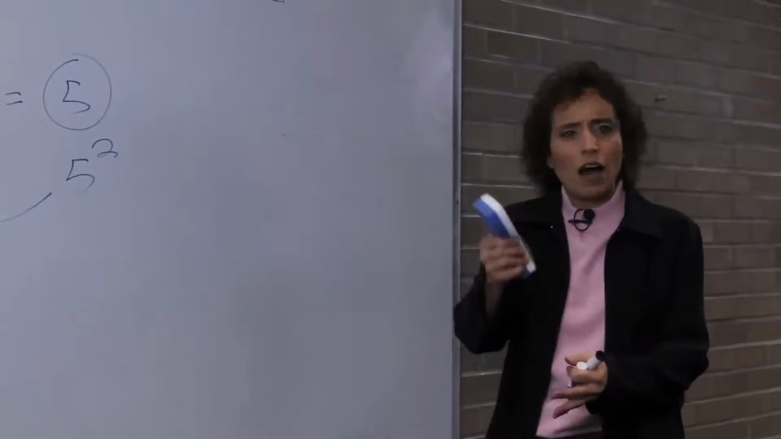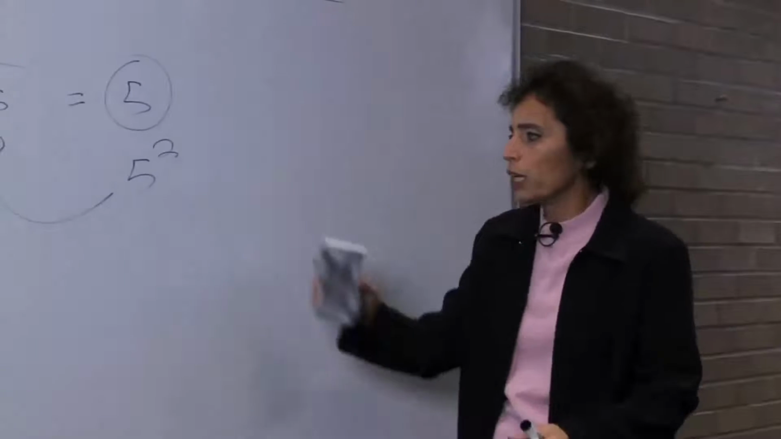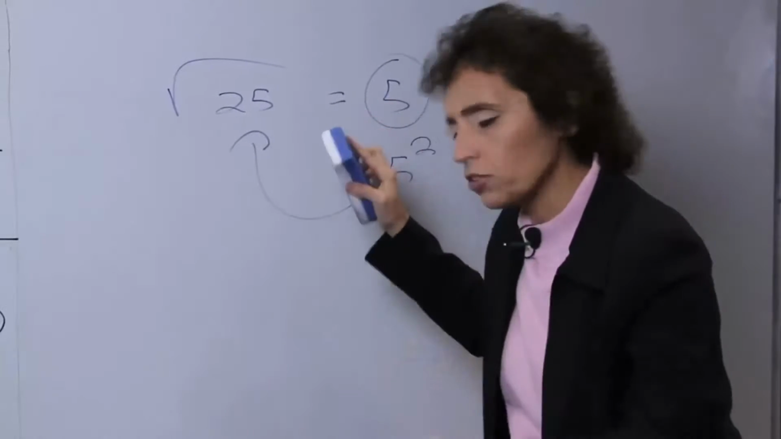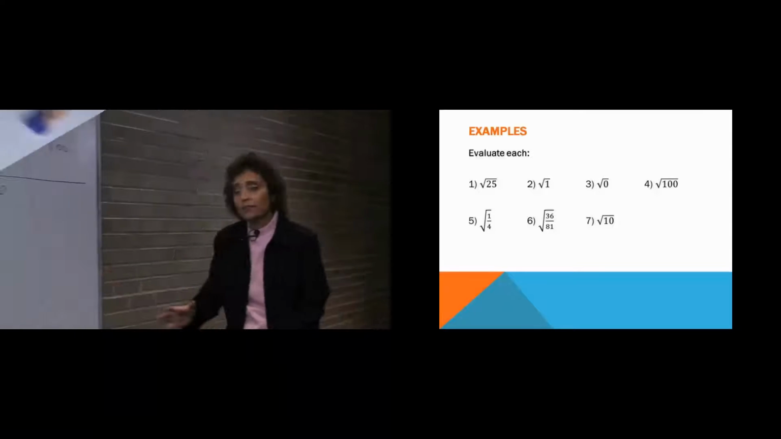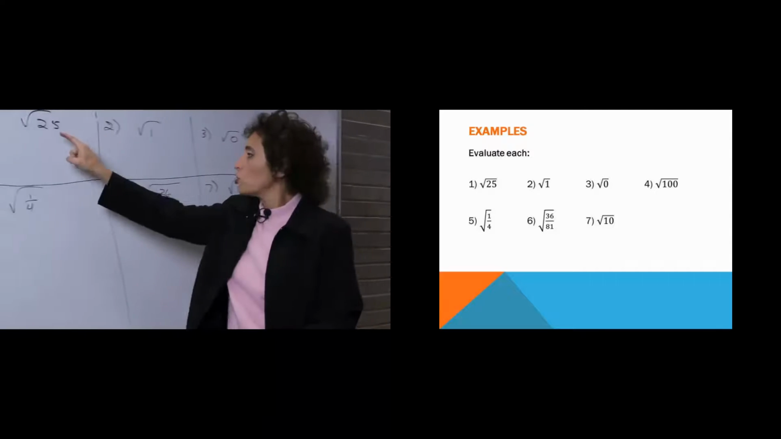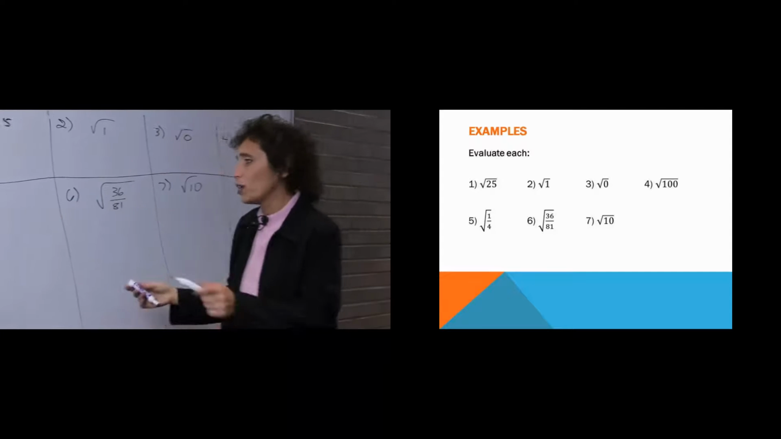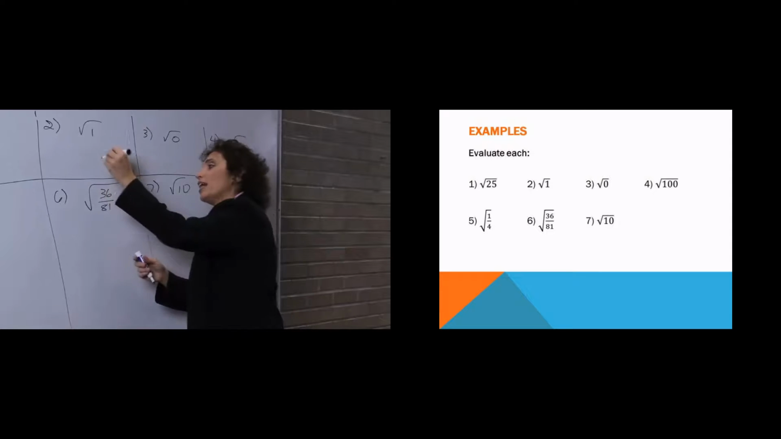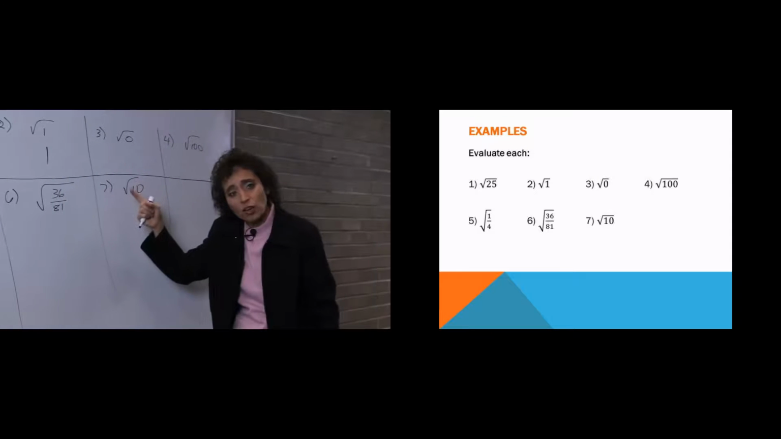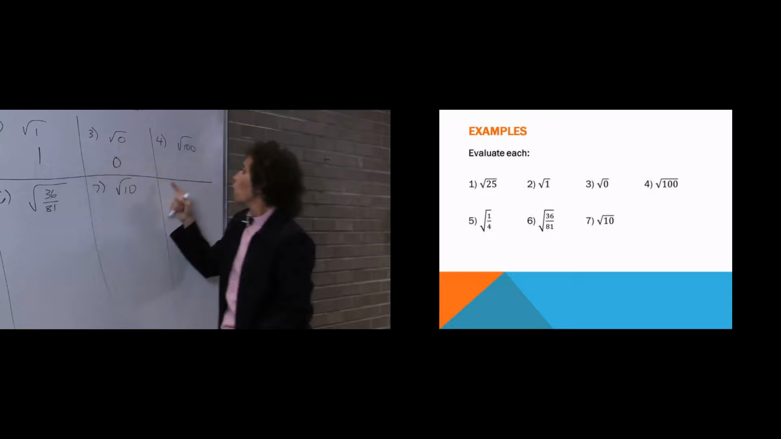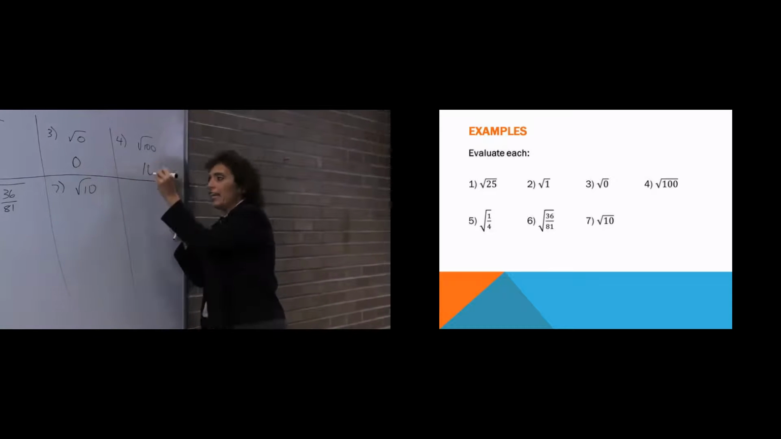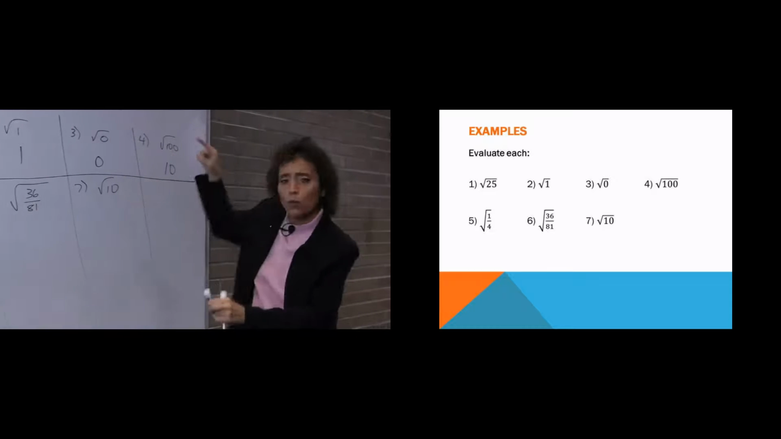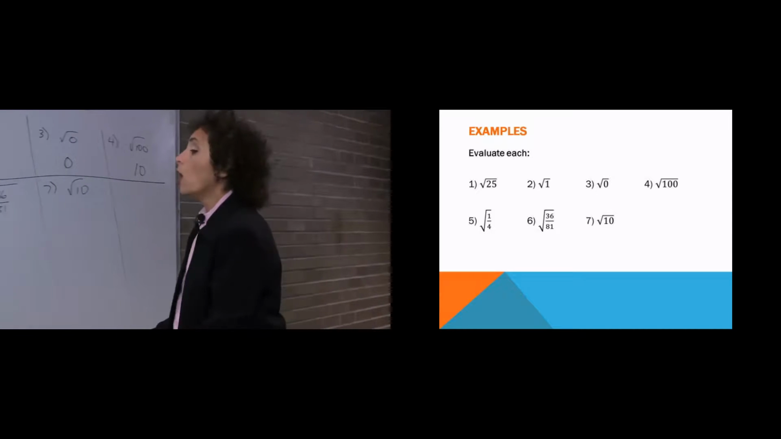So let's evaluate these following problems, okay? Evaluate means get a number answer. Remember, what times itself is the number inside? All right, let's take the square root of these numbers. The square root of 25, what times itself is 25? We did that already. That's boring. 5. What times itself is 1? We did that already. 1. What times itself is 0? 0. What times itself is 100? 10. Yes, negative 10 also times negative 10 is 100, but because of this symbol, we want the positive or principal square root only.